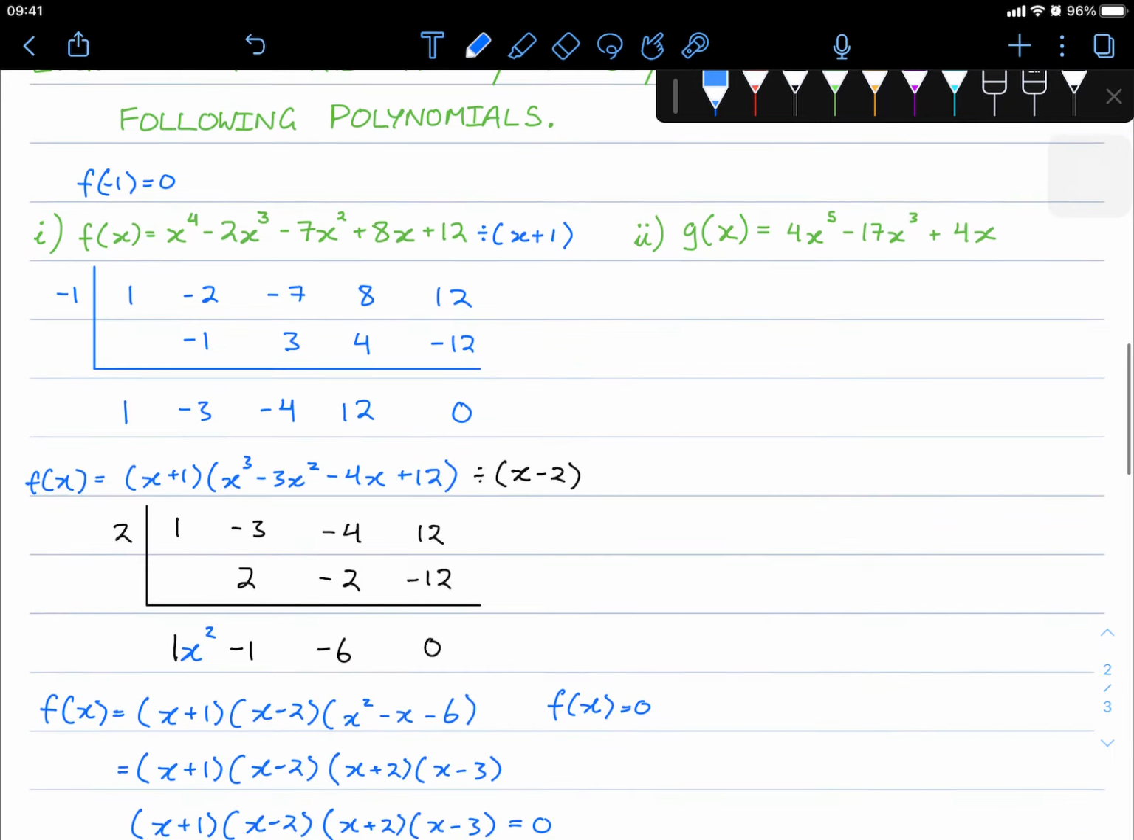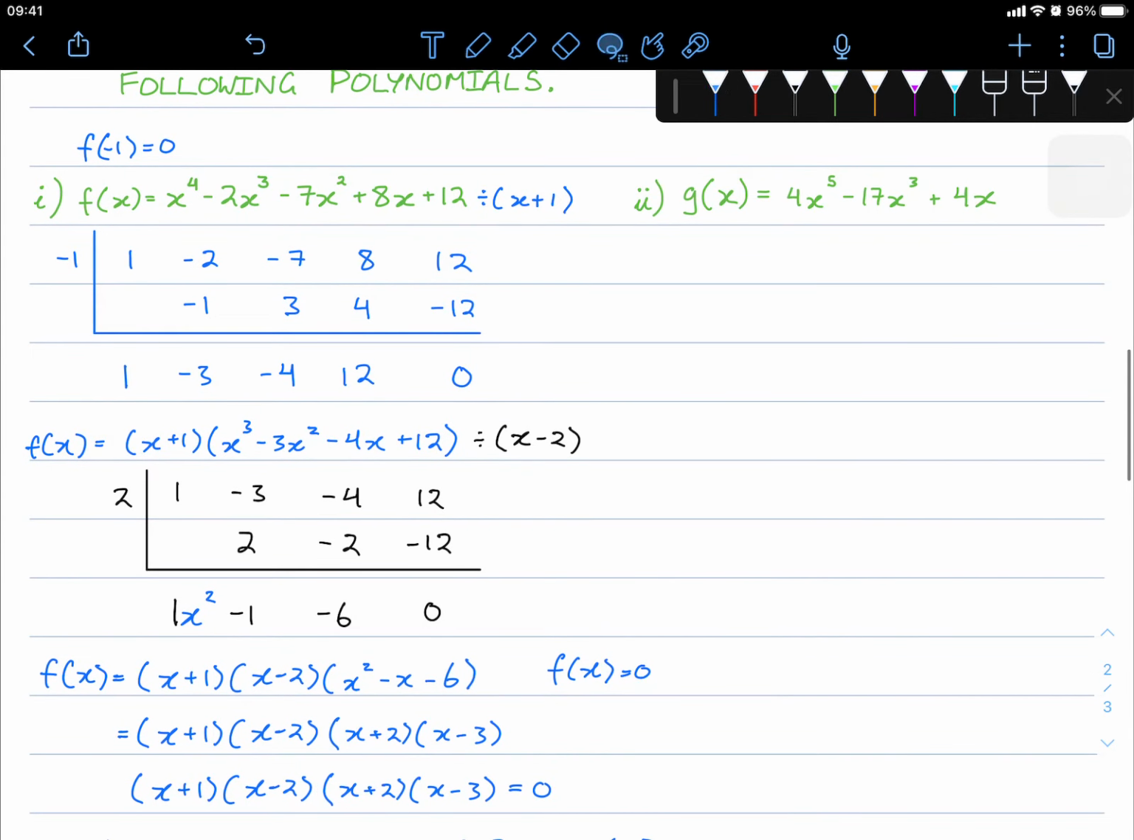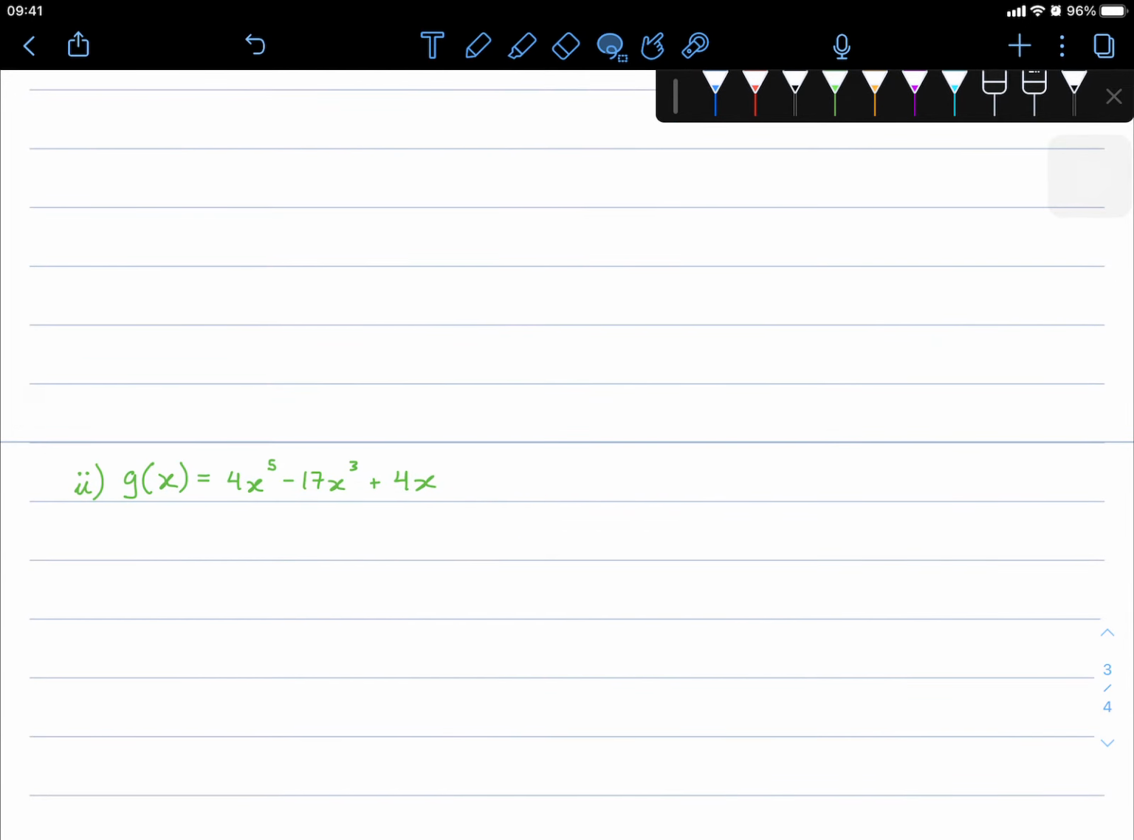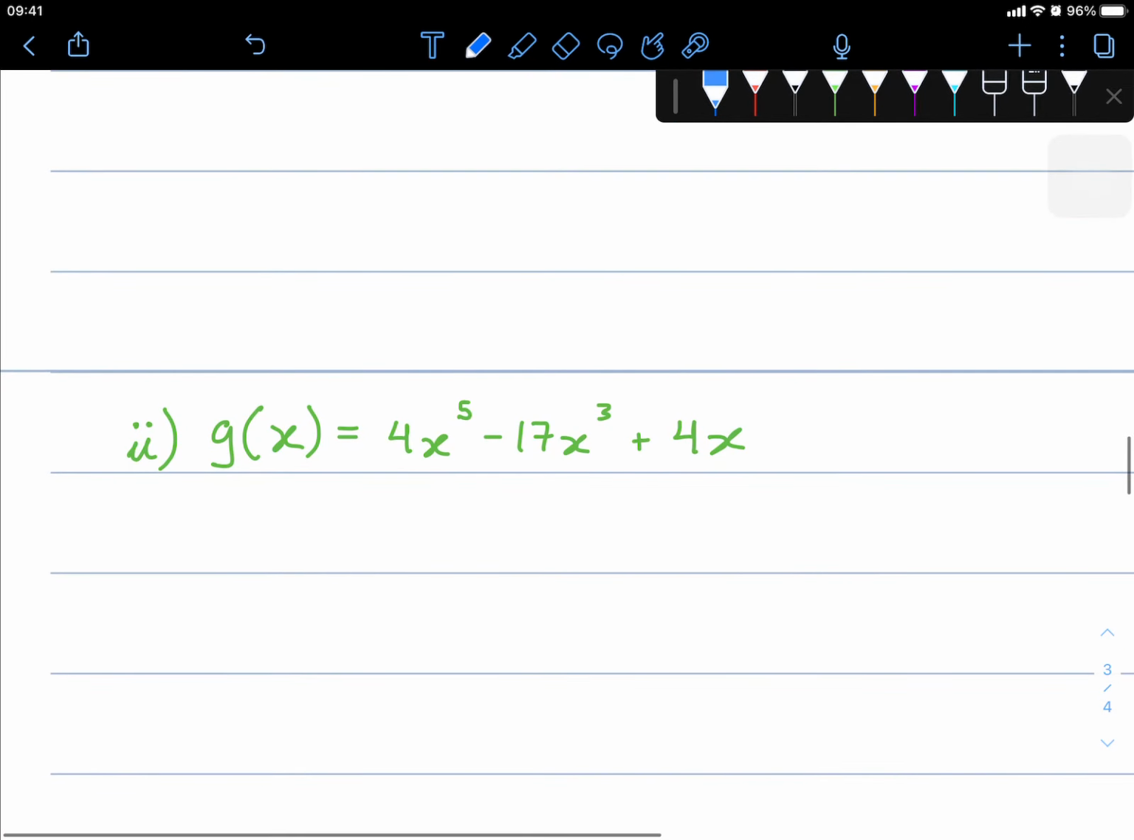You can pause the video or start the exercise questions, because I'm just going to go through this one as one last example. So here we go. Let's test the values. G of 1, because why not? 4 times 1 to the power of 5 minus 17 times 1 cubed plus 4 times 1.